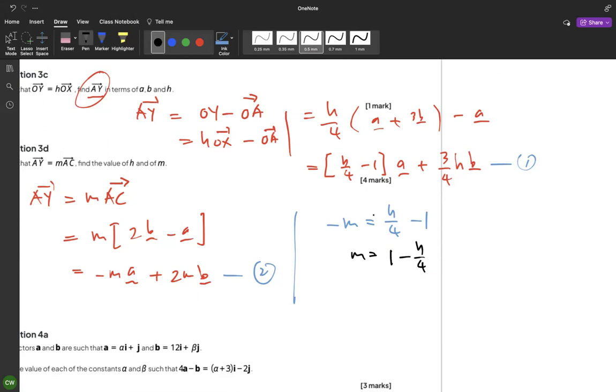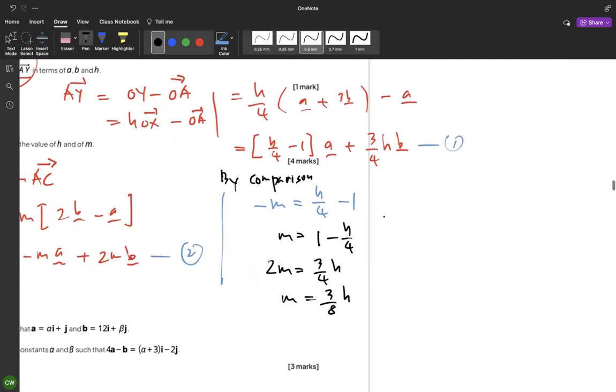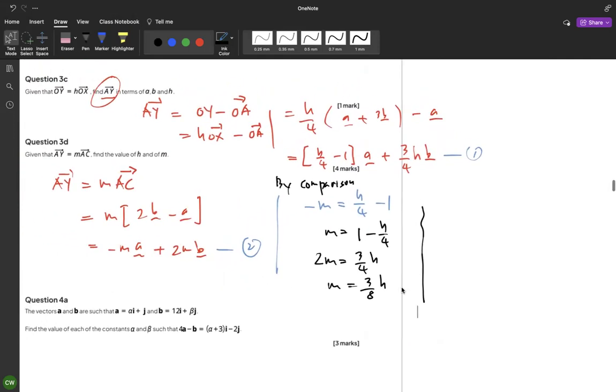How about the second equation? This is by comparison. How about the second one? This is the B. This one is also B. Can we say that 2B is 3 over 4 h? The m will be 3 over 8 h. Can you try to solve this and get the h and the m? Okay, you see one more time by yourself. So try to get the two vectors and then compare. Okay.